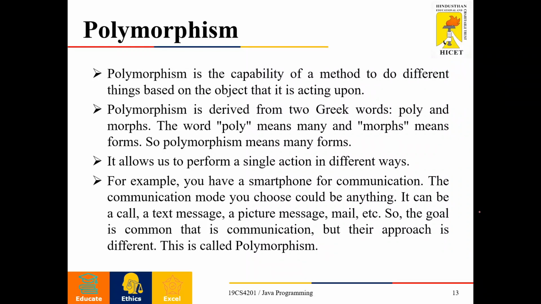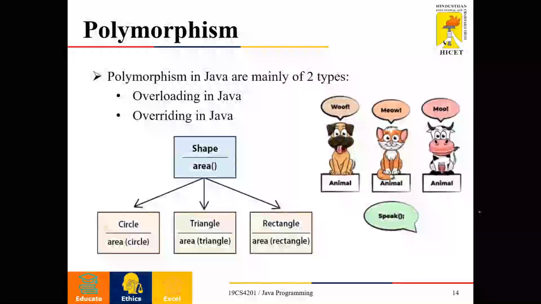Say, for example, a user wants to communicate with the help of a smartphone. He can use a call, text message, picture message, or even a mail to send the information. So the goal is common, that is communication, but the approach is different based upon the user's perception. So it is an example of polymorphism.